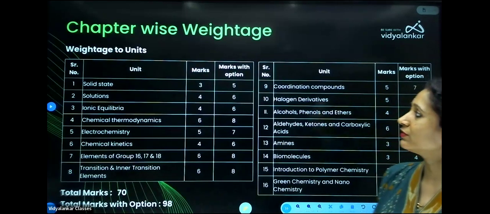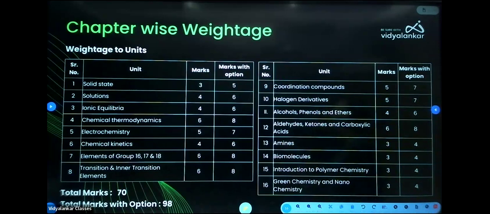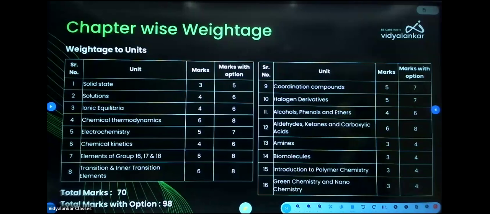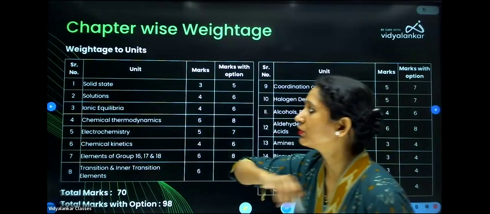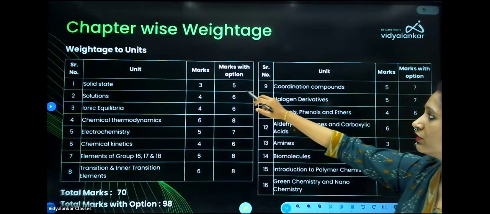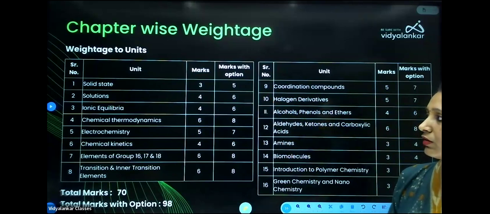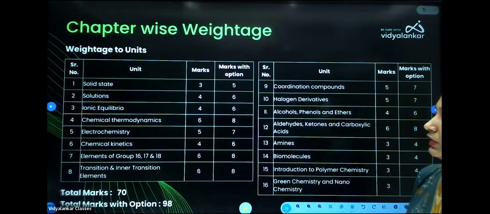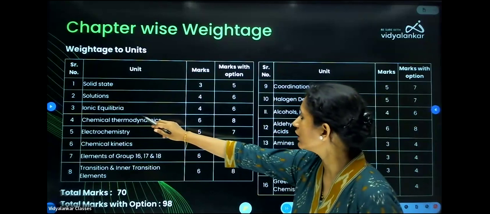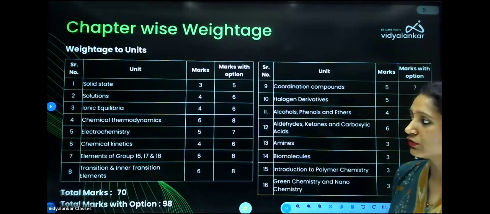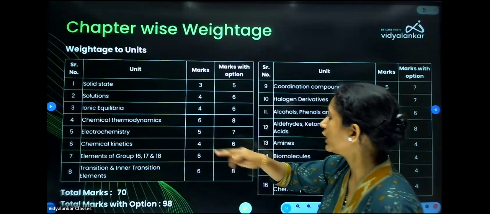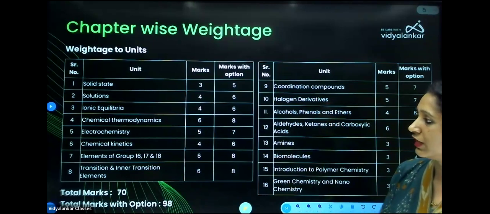So students, this is our syllabus in chemistry. If you are observing, overall 16 chapters are there in our syllabus. So let us start with the weightage of each chapter. Our first chapter, solid state in physical chemistry, with 5 marks. After that, the next chapter, solution, having 6 marks with option. Then next is ionic equilibria, again having a weightage of 6 marks. Very important chapter of chemistry, that is chemical thermodynamics, having a weightage of 8 marks.